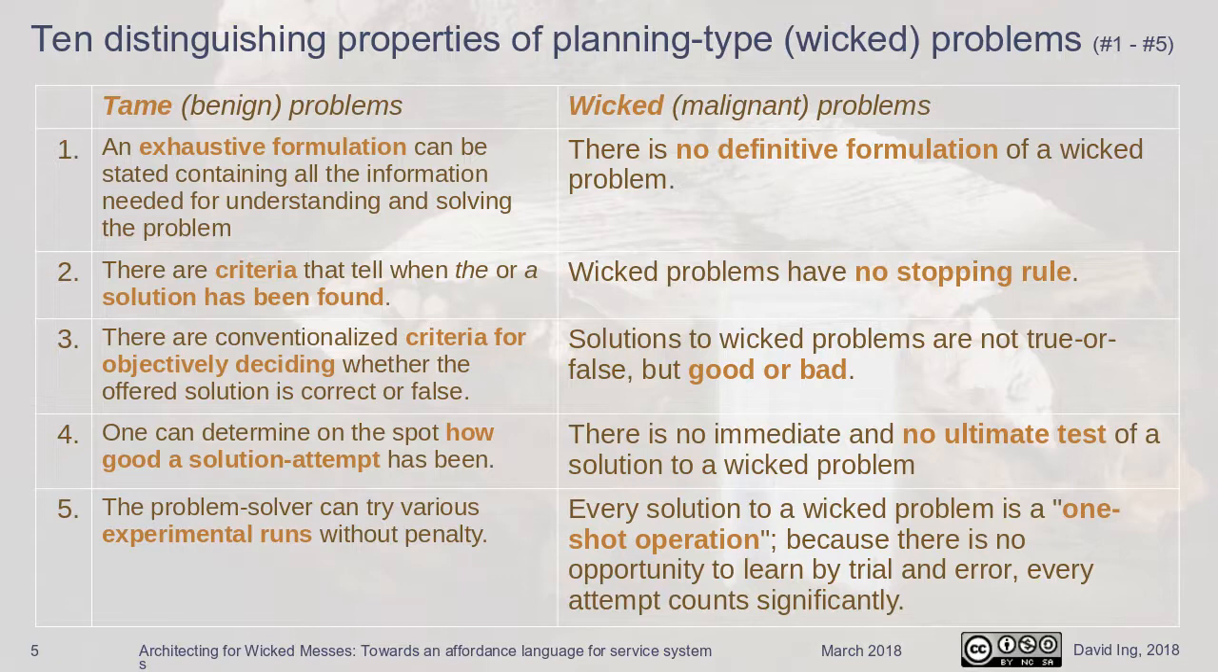So if you go through all of these, there's various ones. Number four, one can determine on the spot how good a solution attempt has been, as opposed to there's no immediate and no ultimate test of a solution to a wicked problem. That you can't test it? Well, science relies on testing, doesn't it? So you build a hypothesis and you test it. Well, if that doesn't help you, then now you've got a problem.